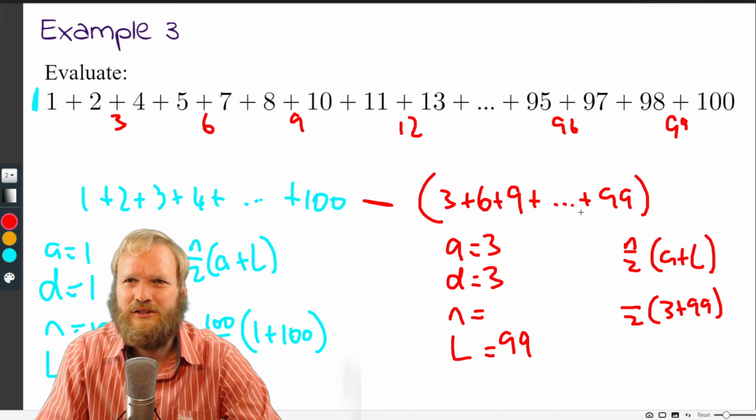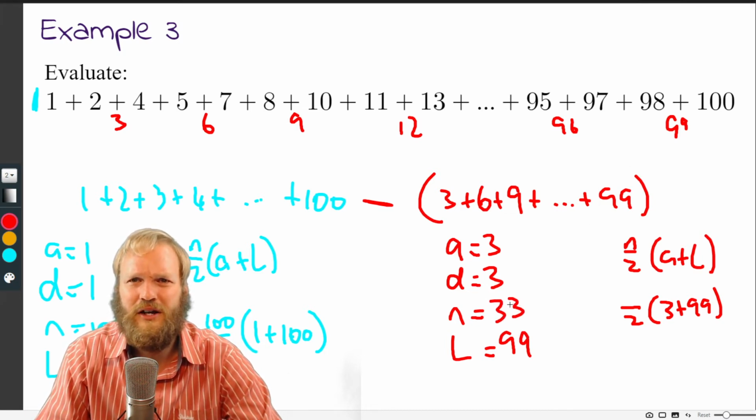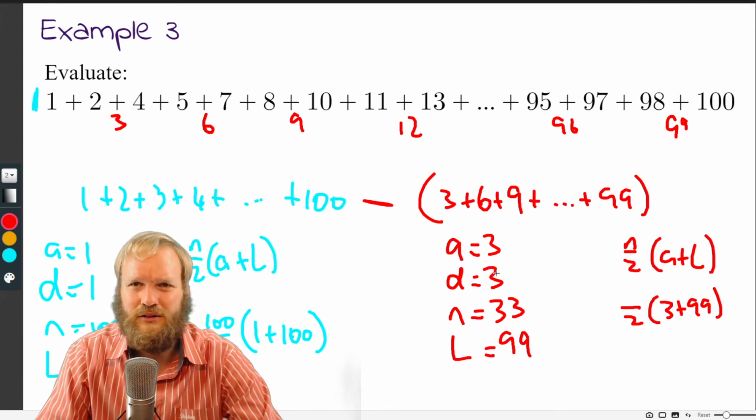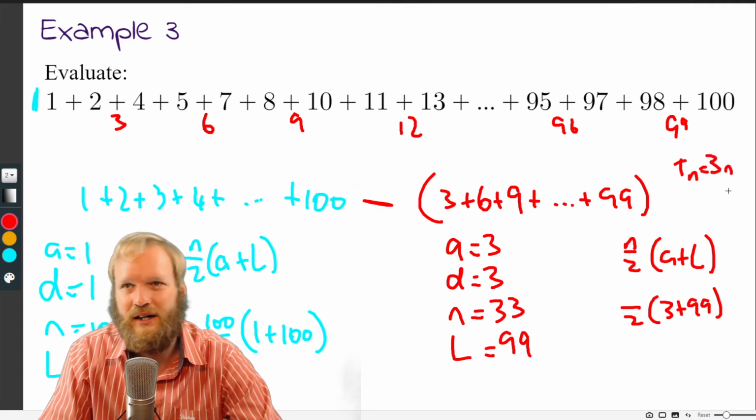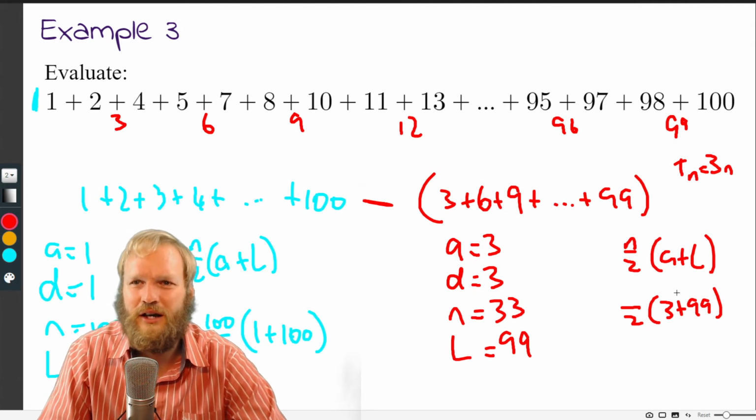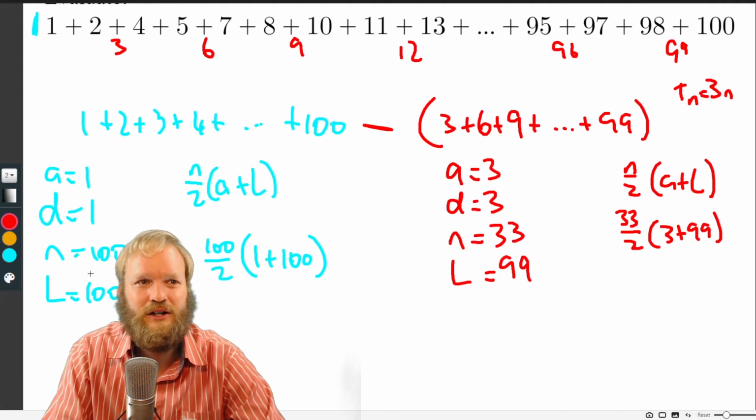I don't actually need to think of this in terms of Tn. Kind of makes sense that they're 33, right? Because 33 times 3 gives us 99. If you wanted to think of it in a formula, Tn equals 3n, so 99 equals 3n. So last term's 99, n is 33. Punch that into a calculator.